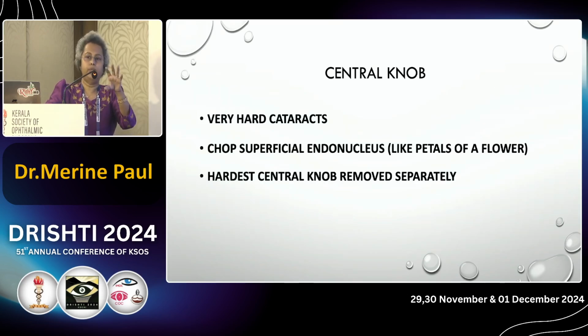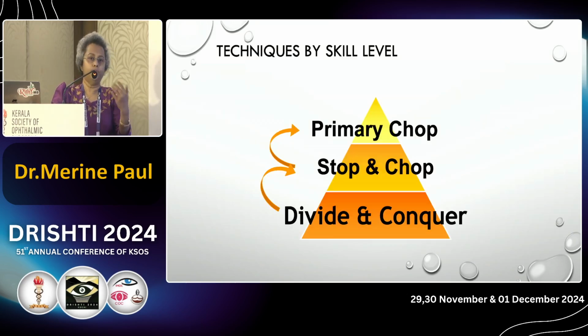Sometimes you have a situation where you have chopped and everything is chopping, but the central hard part becomes one knob, and this is usually where the cataract is hard. So you can chop the superficial endonucleus like the petals of a flower and remove that hard central knob separately, and then proceed with your phaco as you would normally.